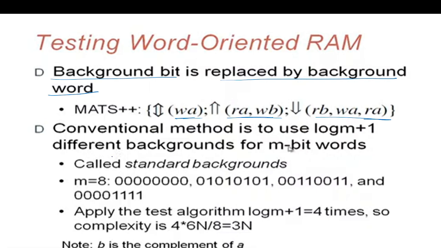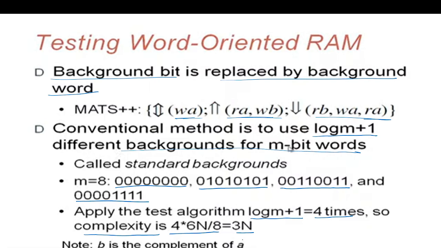So the conventional method is to use log m plus 1 different backgrounds for an m-bit word. These are called the standard backgrounds. If we consider m equal to 8, it's all 8 zeros, or 01010101, 00110011, or 00001111. And apply the test algorithm log m plus 1, that is 4 times. So the complexity is given as 4 into 6n, where b is the complement of a.